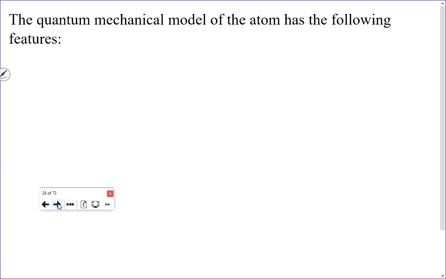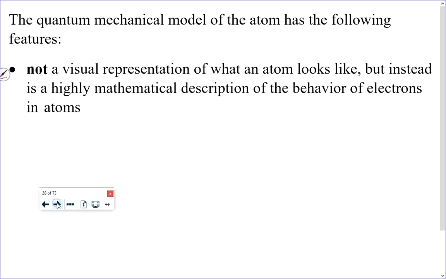So first of all, the quantum mechanical model of the atom has the following features. It is not a visual representation of the atom. We do our best to students, not just in high school but post-secondary, to try to say this is what it's like. But you know how the Dalton model is like a billiard ball? You can visualize that, right? The Thomson model is like plum pudding. Even though you may not have ever seen plum pudding firsthand or tasted it, you know what I'm talking about. The Rutherford model is like a planetary system. I think you kind of get the idea.